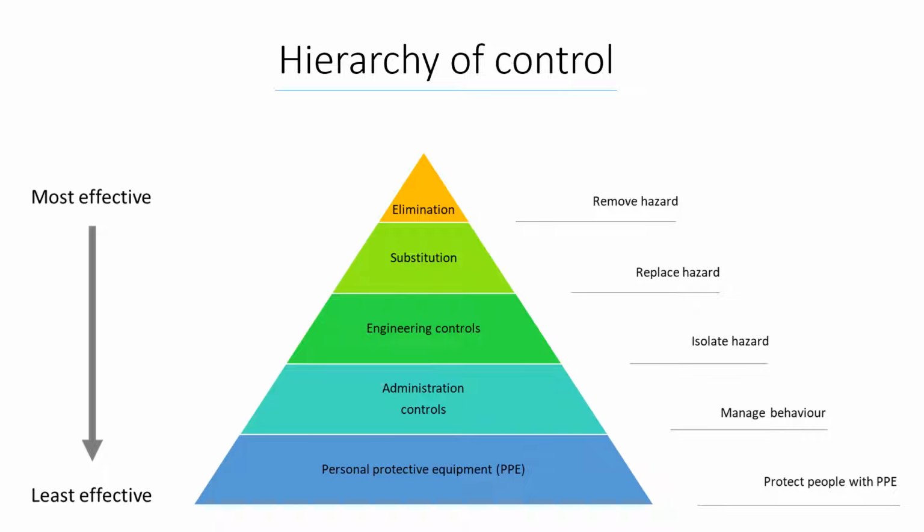Hierarchy of control. Elimination: remove hazard. Substitution: replace hazard. Engineering controls: isolate hazard. Administration controls: manage behavior. Personal protective equipment, PPE: protect people with PPE.